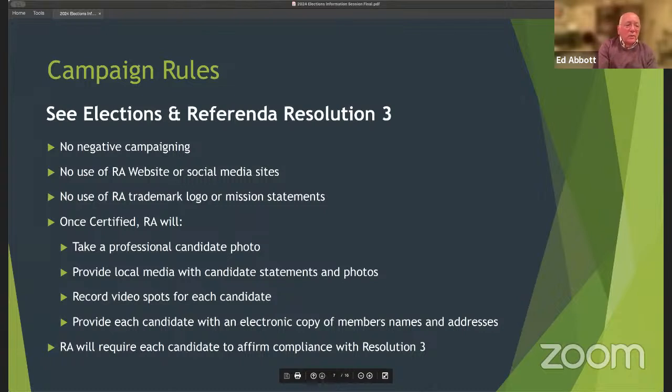The second thing I want to point out is there are activities that you'll have to do or perform once you're certified, and those are listed under the 4th bullet: once certified, RA, take a professional photo, etc. Keep in mind that it's a fairly tight schedule. The staff will do everything in its power to accommodate your schedule, but if you make an appointment and it's been confirmed, please keep it. And then lastly, you'll be required to affirm compliance with Resolution 3, which is the stuff that's listed above.